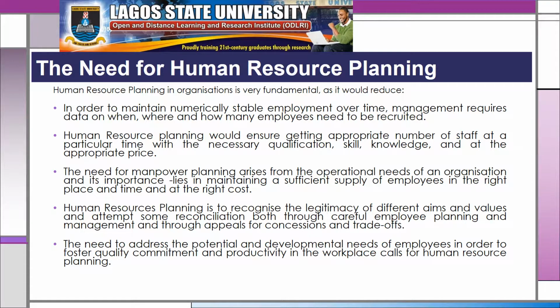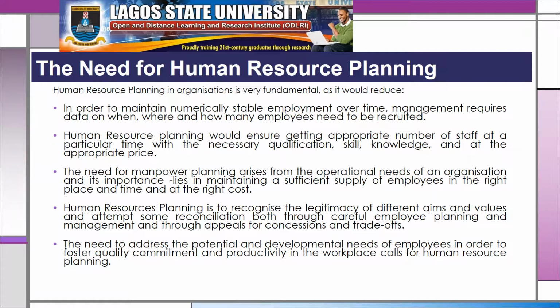Then, the need for human resources planning. Why do we need human resources planning? Of what significance is planning to the organization? There are so many reasons that have been adduced by scholars on the need for human resources planning in an organization. One, in order to maintain numerically stable employment over time. That is for management to know the data of the number of employees, where they are, how many they are, how many they employ, how many they are putting on the job, and whatever. So it enables the organization to have a database of the required workforce.